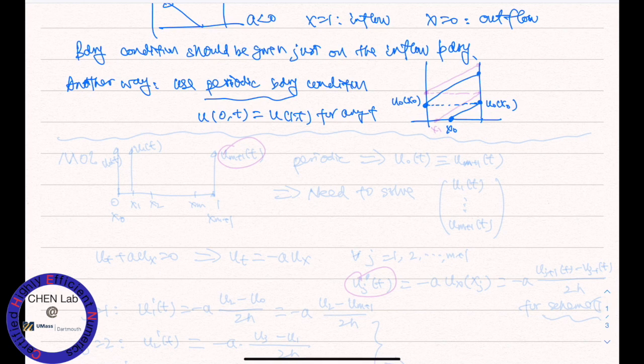And another line, if you have x1 here, so that will be transported here, and this will be treated the same because it's a periodic boundary, and then it's transported here, okay? So that's the so-called periodic boundary condition. I hope that makes sense.